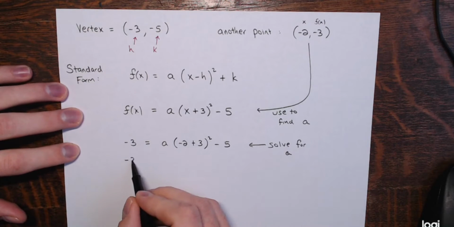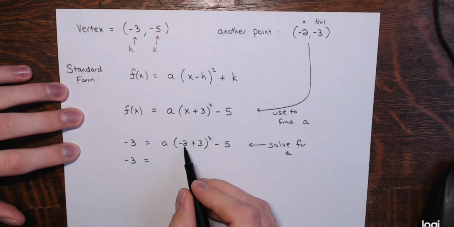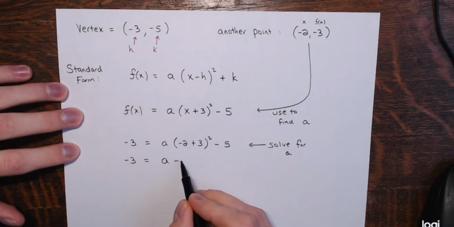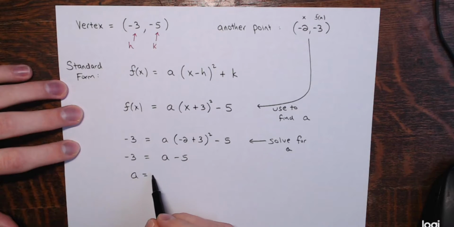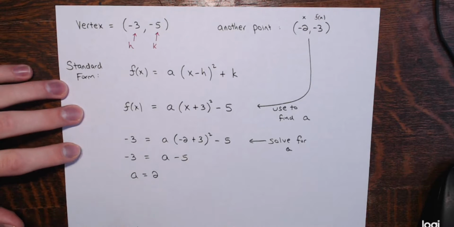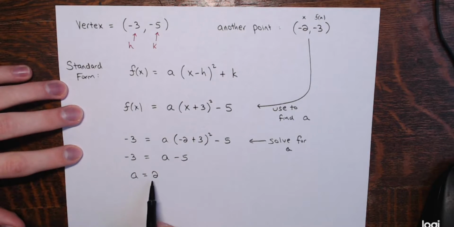So -3 on the left. Now -2 plus 3 is 1. 1 squared is 1. So this is just a and then -5. And then all I would need to do to solve for a is add 5 to both sides. So a equals +2, right? -3 plus 5. And it should be positive. Remember the parabola was opening up? That tells me that the value of a I find had better be positive. If it were opening down, the value of a should be negative.